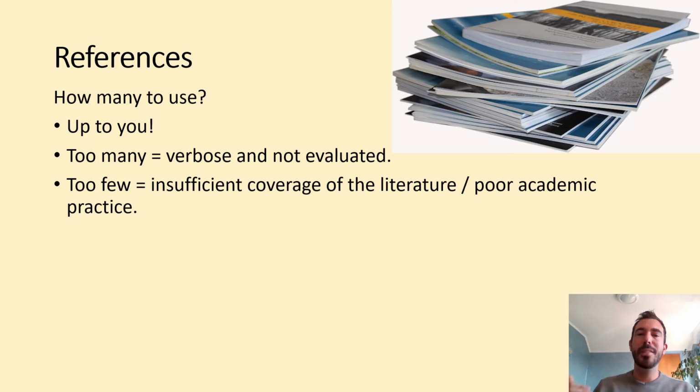If you are using 6, 7, 8 citations, then you're best to then explain and evaluate each of them, because clearly if you've chosen that many citations, that big number of citations is obviously important to your argument, so it's best to then explain each. However, if you use too few citations, you show insufficient coverage of the literature. You're not citing thoroughly and fluently, and that can be poor academic practice.